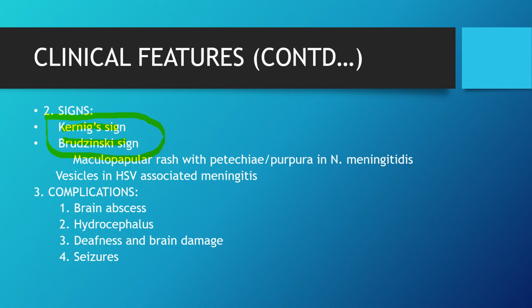In patients with meningitis that might be due to bacteria, such as meningococcus, the patient will also, along with the specific signs and symptoms of meningitis, present with a maculopapular rash, petechiae, and purpura. If the meningitis is due to a virus, then vesicles will appear on the body, indicating that the meningitis the patient is suffering from might be viral in nature.